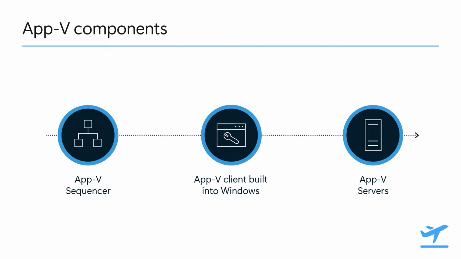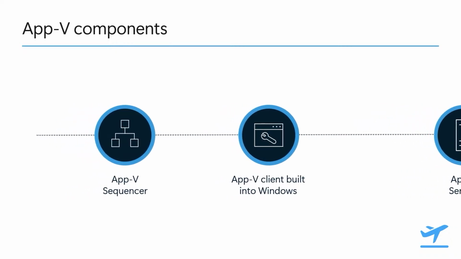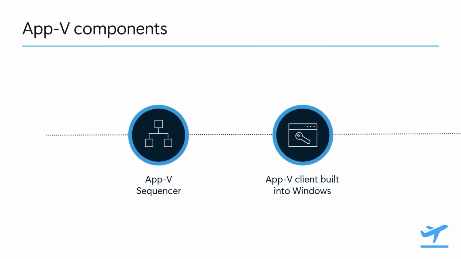One of these three parts is going to be end of life in April 2026. And that part is the server infrastructure as part of MDOP, or the Microsoft Desktop Optimization Pack. The sequencer and the client are not going end of life and do not have a current end of life date associated with them at all.